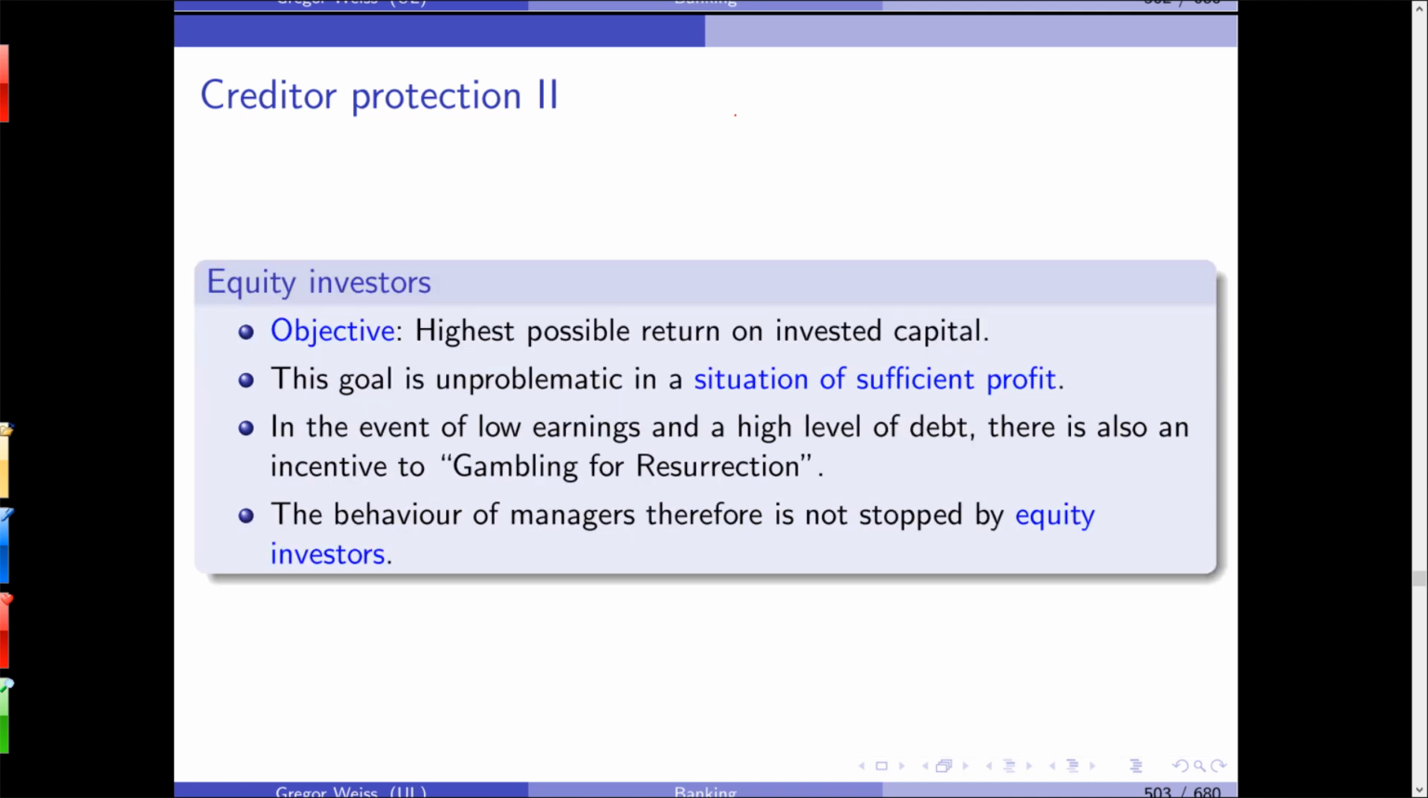Equity investors, their objective is the highest return on their investment, aka high return on equity. This goal is unproblematic in a situation of sufficient profit. If you earn a profit, no one cares. Regulators will not care what you do with those profits. The problem is when, again, you're close to your default barrier. When you're close to your default barrier, you have the same incentive as the manager, because the manager should act in your best interest. You will be looking for gambling for resurrection. Why is that?